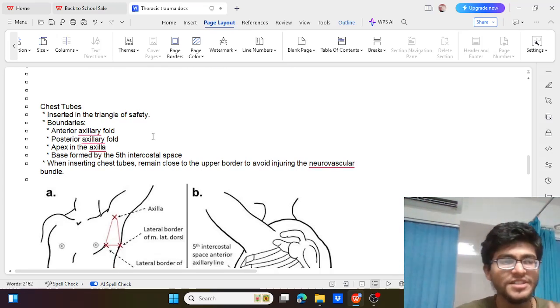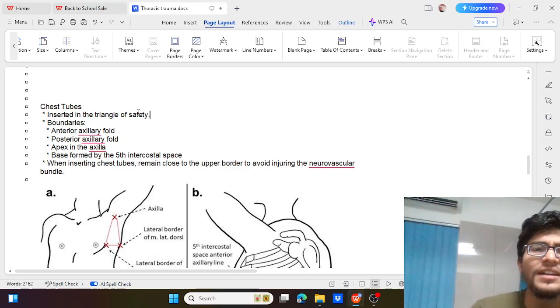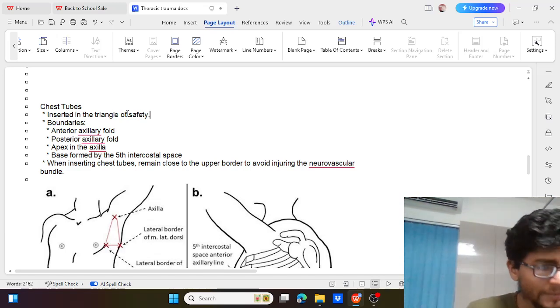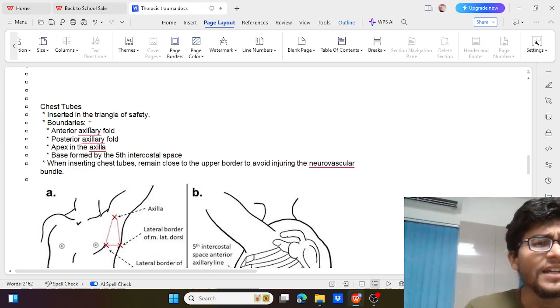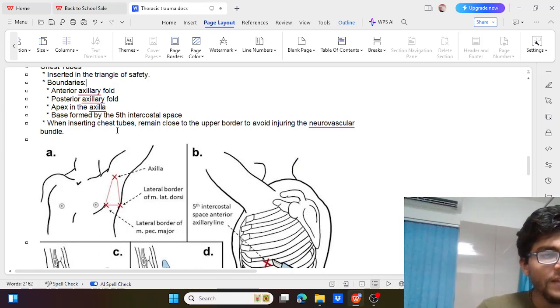The chest tube is inserted in the triangle of safety. The chest tube is just a tube of 14 French. Then coming to the boundaries: the anterior axillary fold on the anterior side, the posterior axillary fold on the posterior side, and the apex in the axilla, with the base formed by the fifth intercostal space.